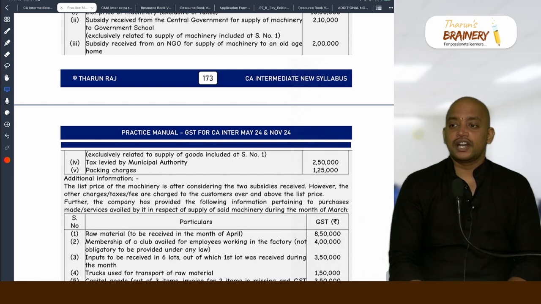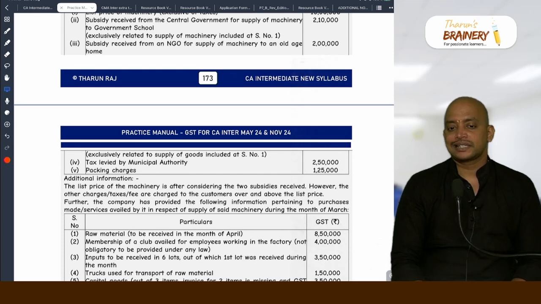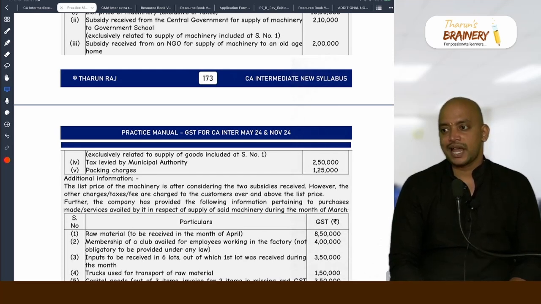No, over and above the list price means what? These are additional. Write down: packing charges to be included in the given price. Packing charges to be included, okay, in the given price not included.